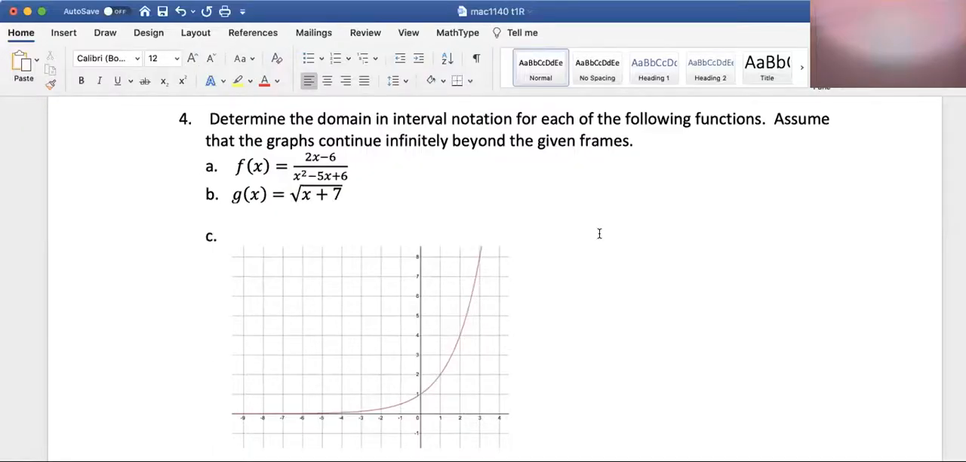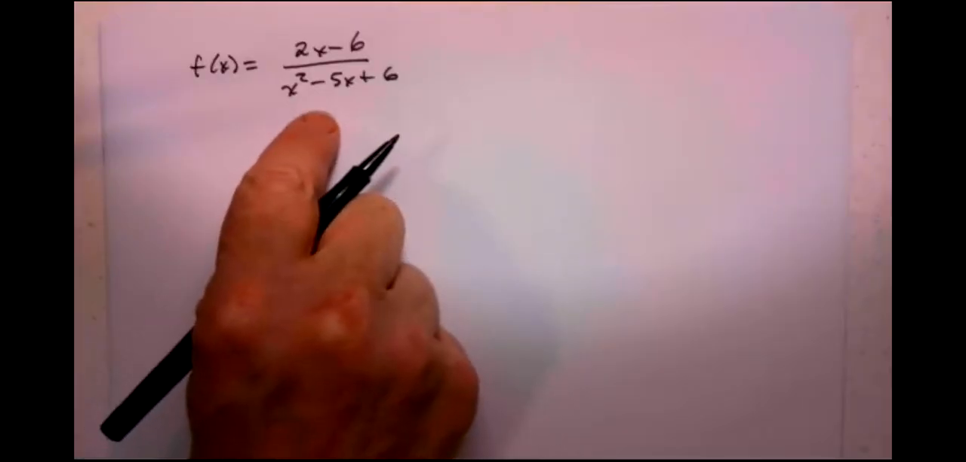So this question asks us to determine domain and interval notation for each of these functions. So let's take a look at f of x equals 2x minus 6 over x squared minus 5x plus 6. Now, what do we think about that? We know the denominator at the bottom cannot be 0.